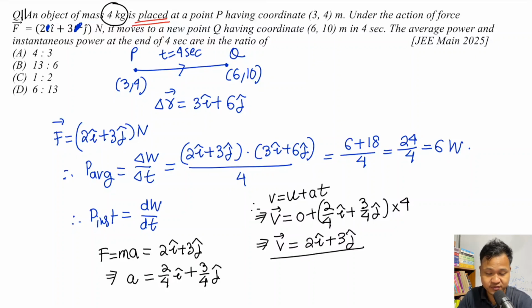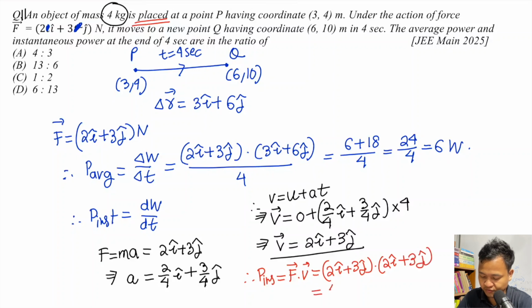The formula for instantaneous power is F dot v. So you do F dot v. F is 2i cap plus 3j cap, dot v which is 2i cap plus 3j cap. So 2 times 2 is 4 plus 3 times 3 is 9. So this is 13 watt. What is the ratio? Average power is 6 and instantaneous is 13, so the ratio is 6 to 13. Option D.